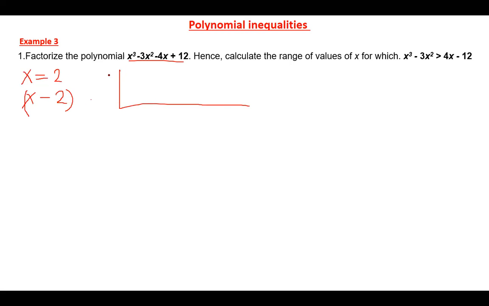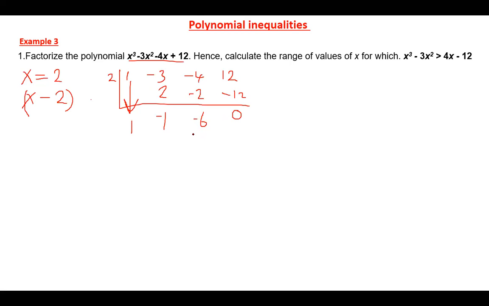So x is equal to 2, we put our 2 there. Then we put the coefficients of this polynomial there: 1, negative 3, negative 4, then 12. And then we bring down this positive 1. 2 times 1, you get 2. When you add negative 3 plus 2, you get negative 1. 2 times negative 1, you get negative 2. When you add these, you get negative 6. 2 times negative 6, you get negative 12. When you add, you get 0.